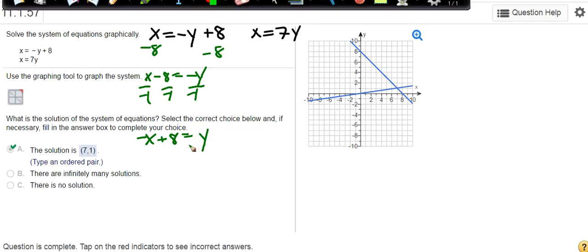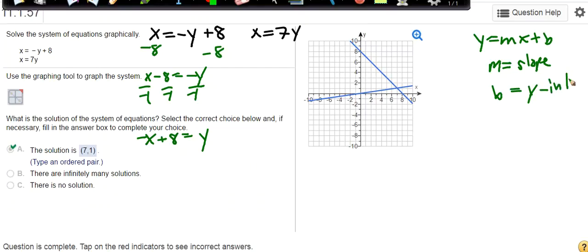It doesn't matter which side y is on. Either I could have it on the left or the right. But I have it in my y equals mx plus b form, where whatever's in front of x is the slope. So m equals slope, and we know that that is rise over run. Our b is the y-intercept, where the line is going to cross the y-axis.